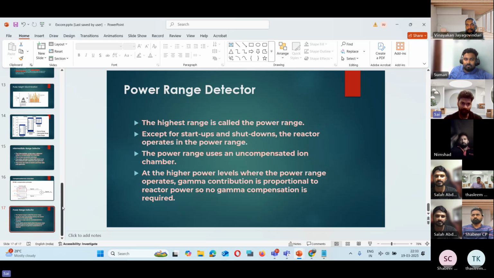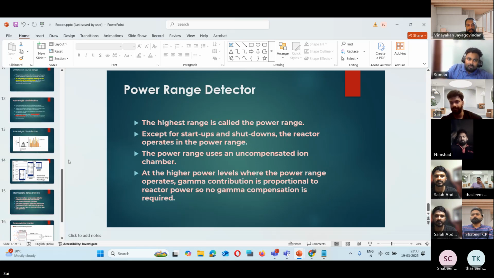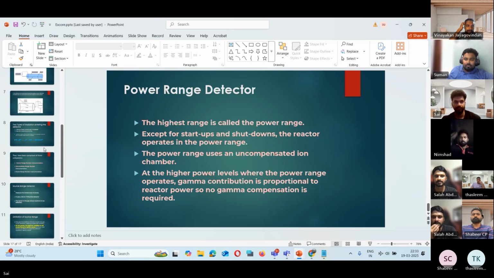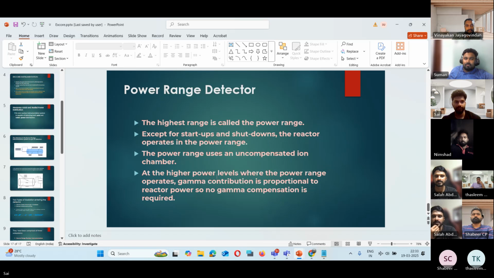So this is the last slide, and I'm concluding here. Any doubts? You can ask if you have any doubt related to instrumentation or this topic. Please, we have 5 minutes. We have a time constraint, so we have to move fast. Nice. Suman, Vinayak, Shabi, Bella, Nisha.